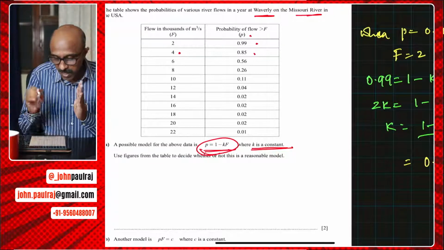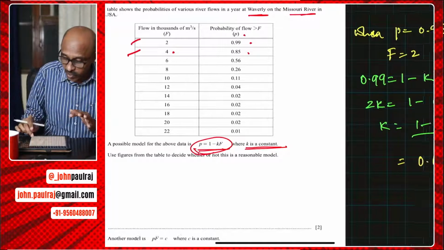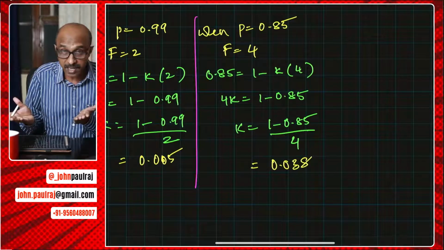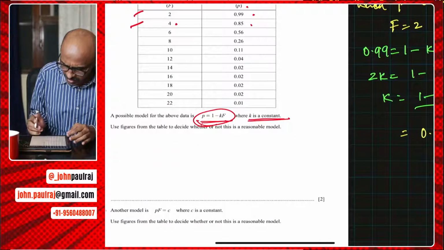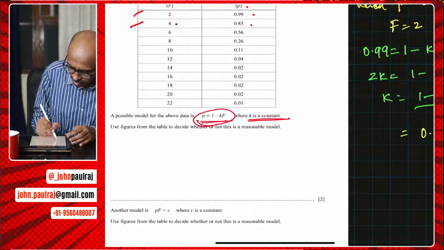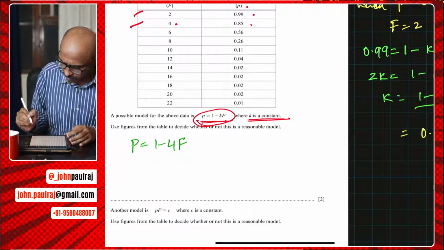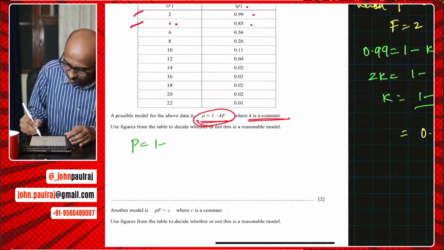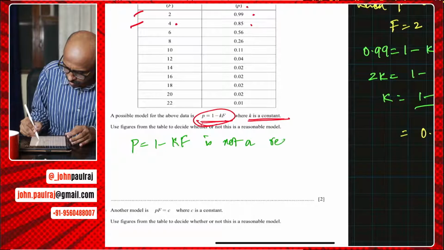So capital F and P, no matter which, we just tested with two values and it's not the same. So using the figures, as I said, we checked that the value of K doesn't agree for those two values. So it's not a constant. So we can decide that this model, P is equal to 1 minus K times F, is not a reasonable model.